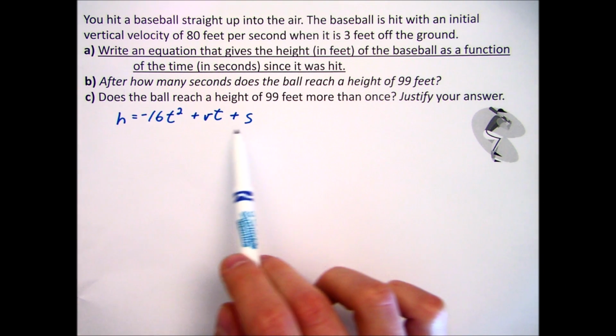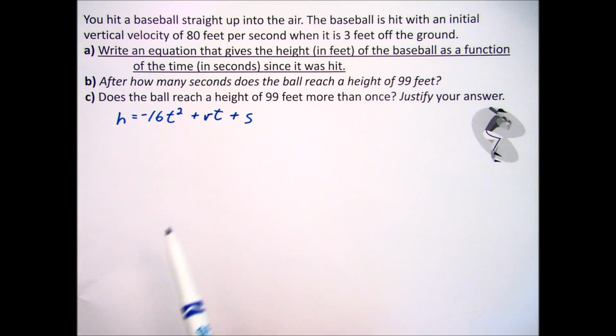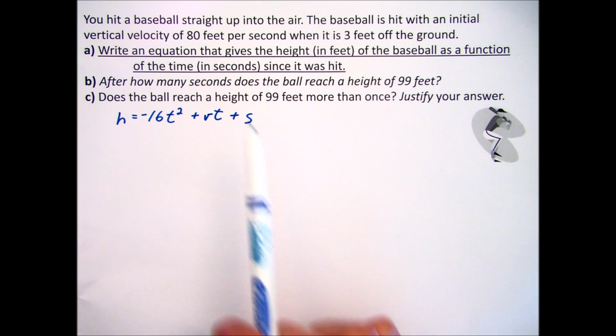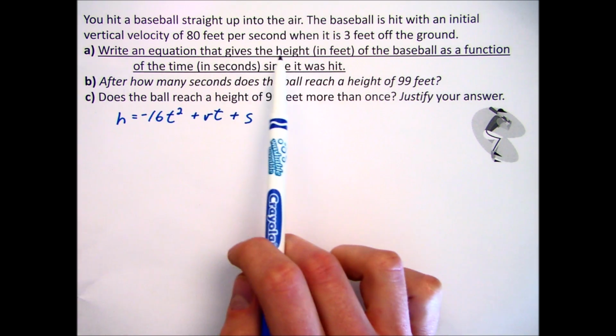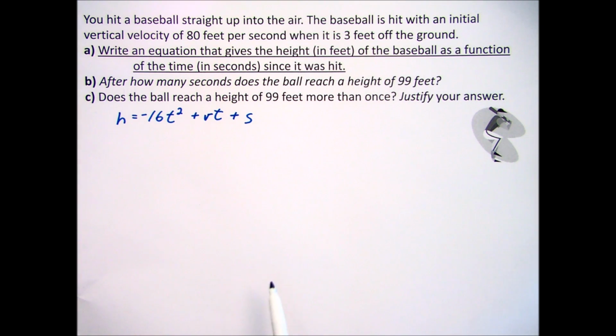Here we have our vertical motion model, and from the problem we can see that a baseball is hit straight up into the air. The baseball is hit with initial vertical velocity of 80 feet per second when it is 3 feet off the ground.